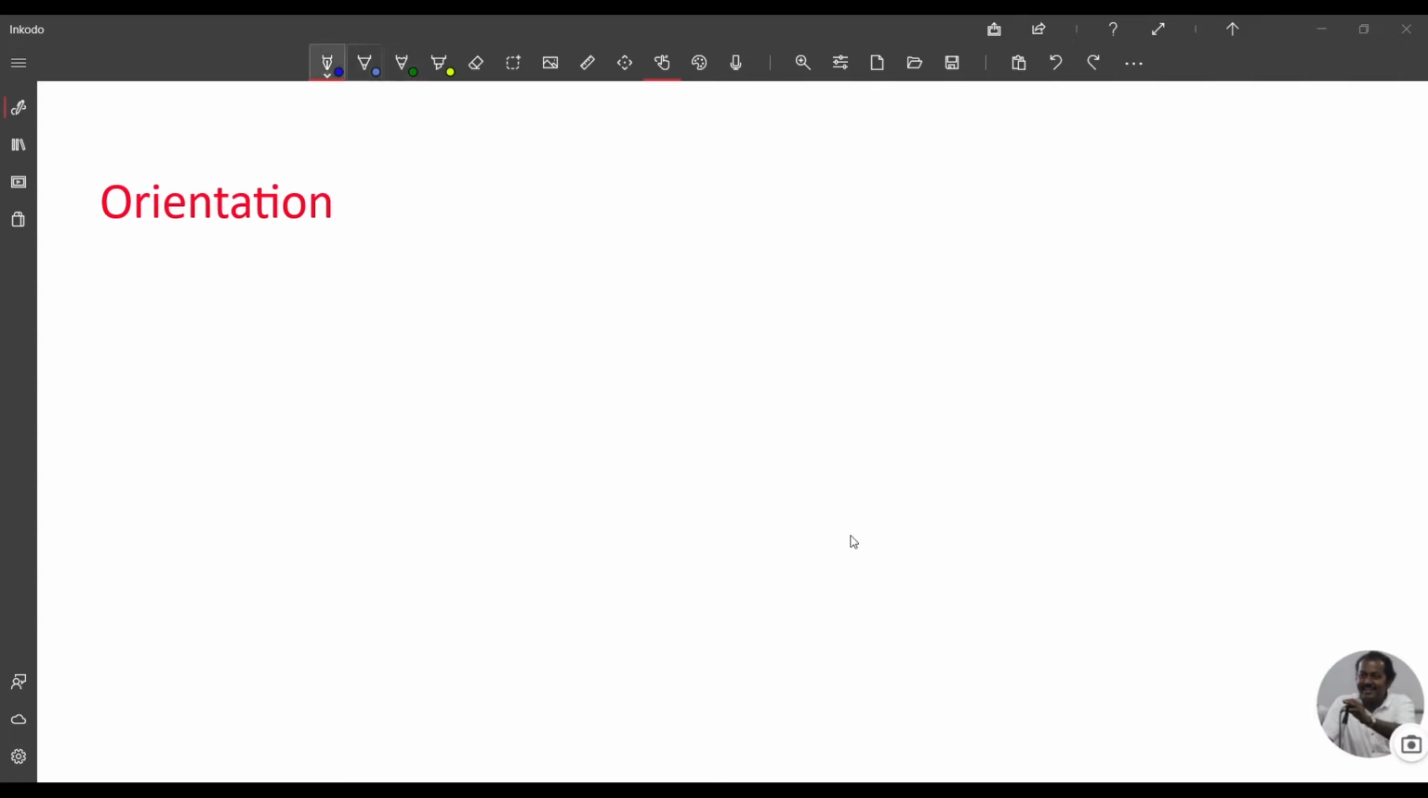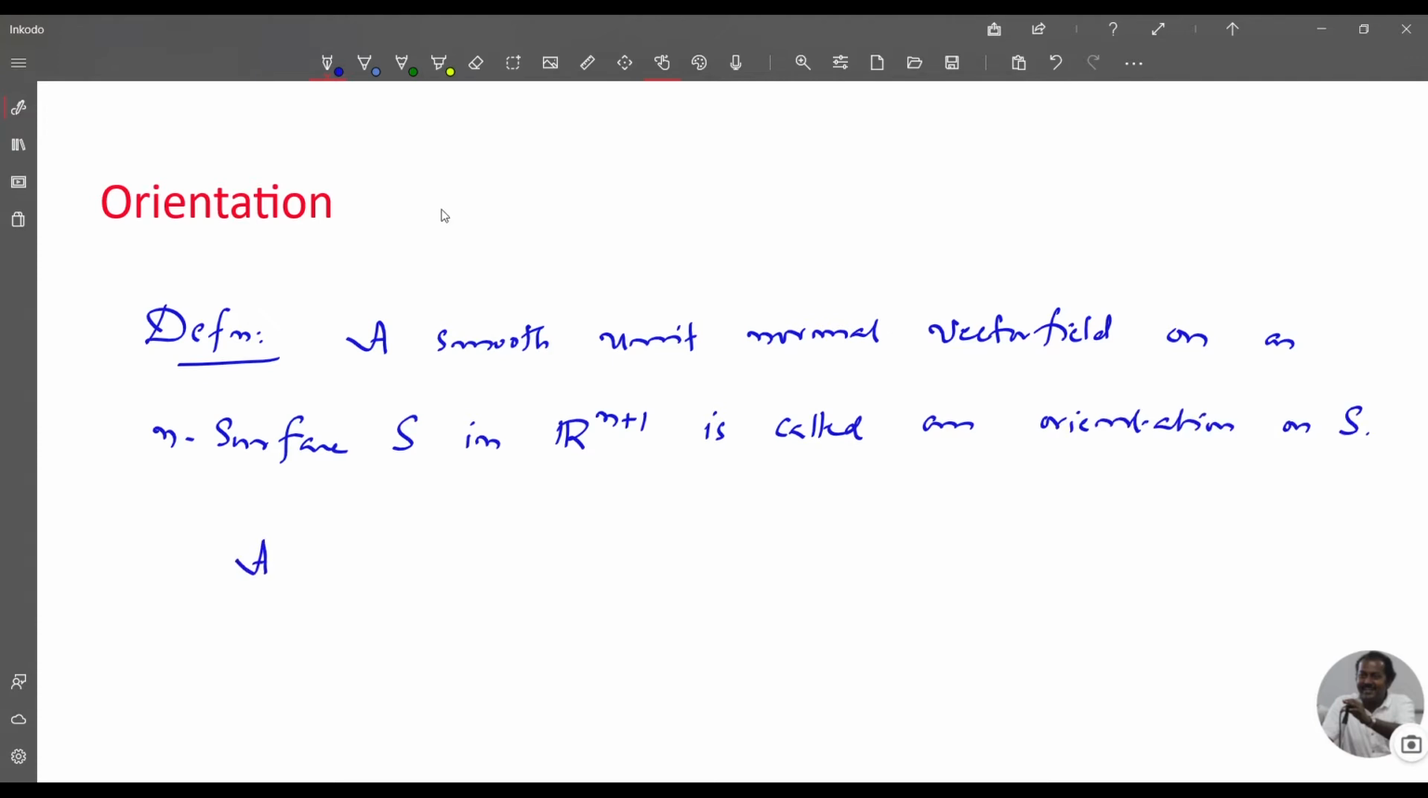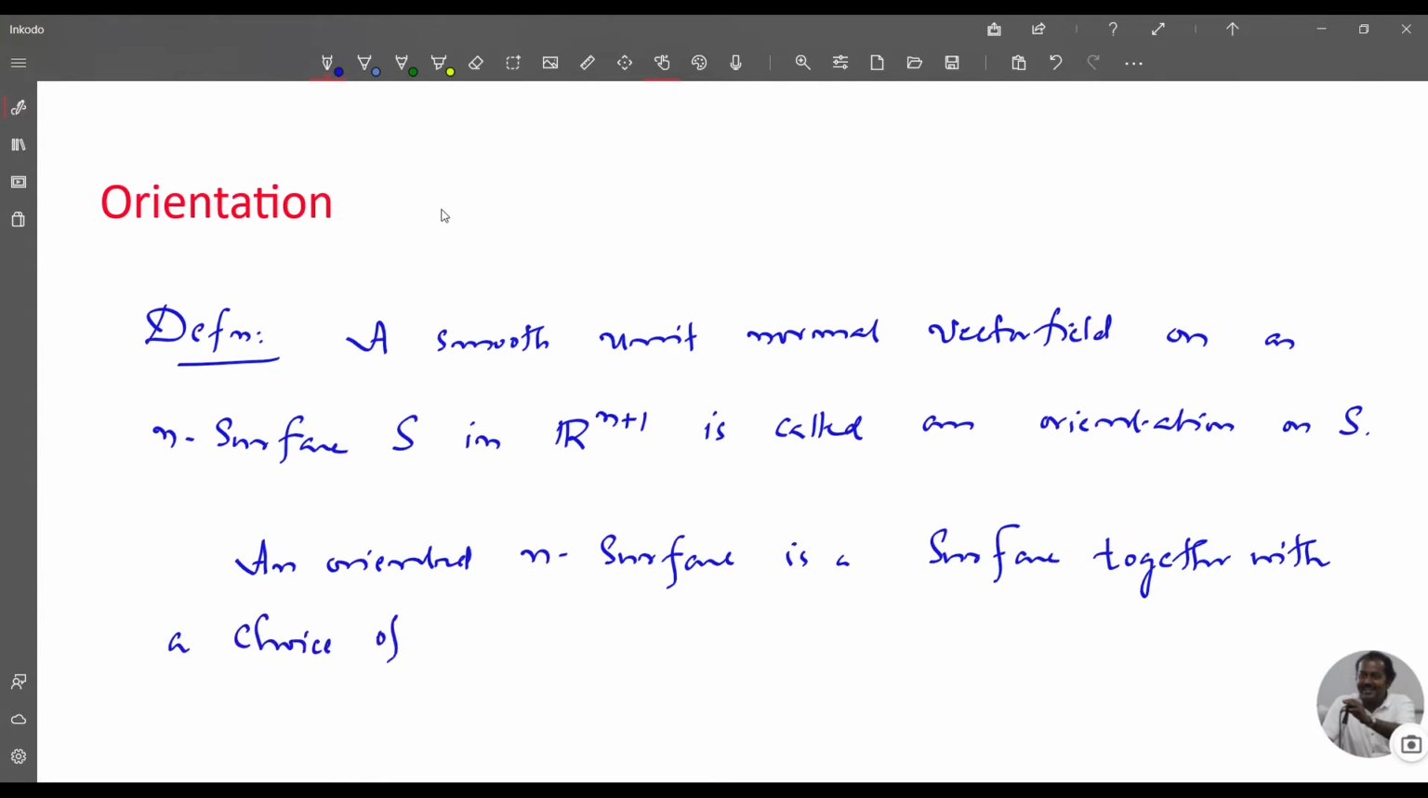First we define orientation. A smooth unit normal vector field on an n-surface S in R^(n+1) is called an orientation on S. An oriented n-surface is a surface together with a choice of orientation on it.